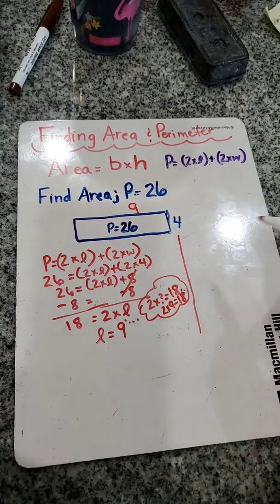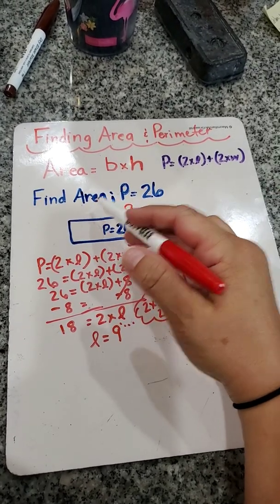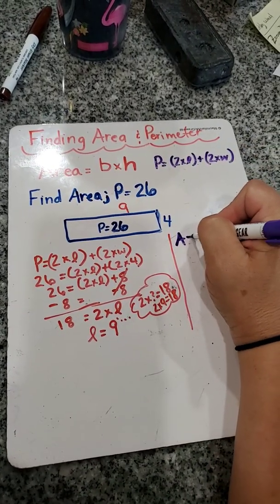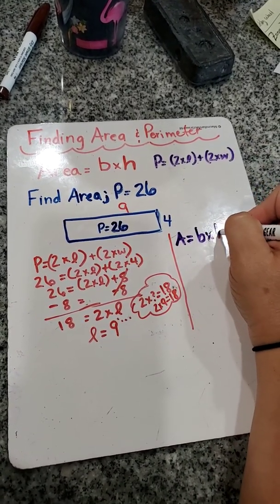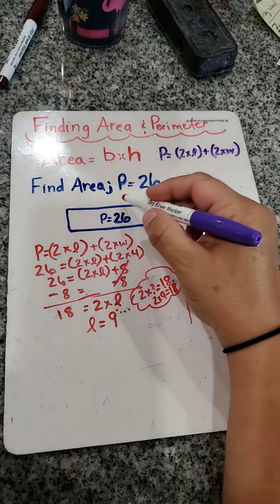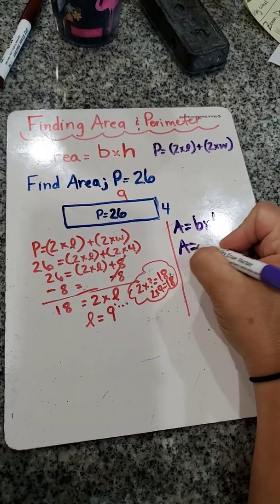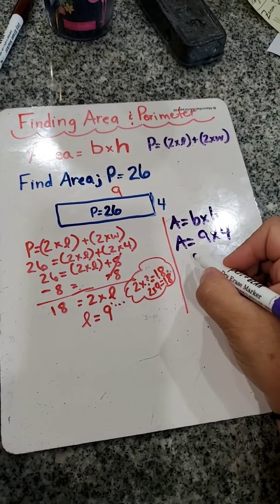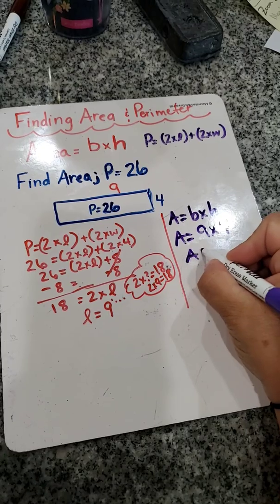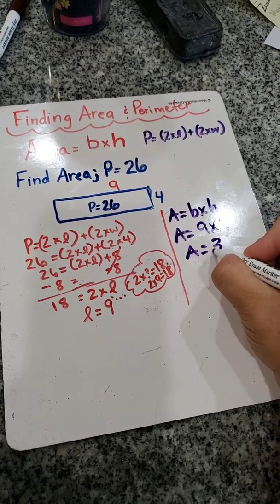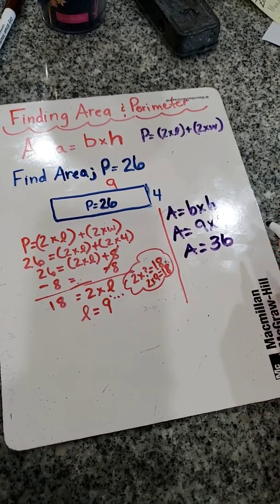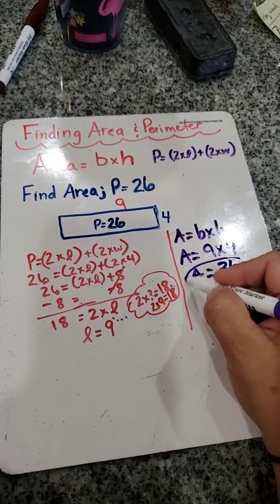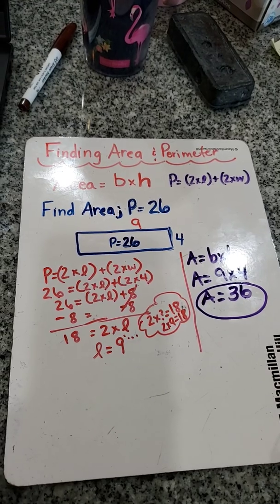Now we just know that our missing side is 9. Now we need to find the area. Well, if we look up here, we know area is base times height or length times width. So 9 times 4. And so our area is 9 times 4 is 36. So our answer, if we're finding area, is 36.